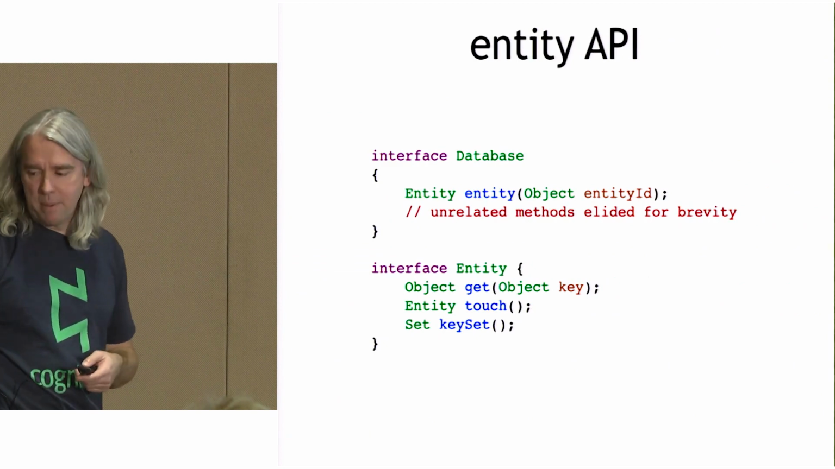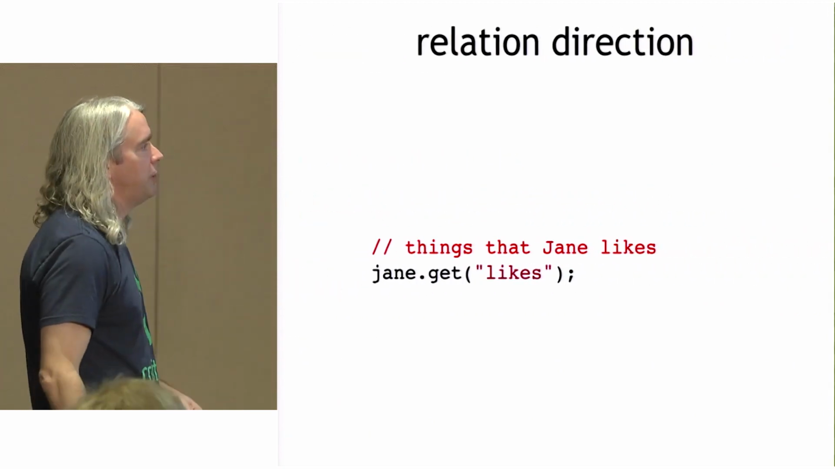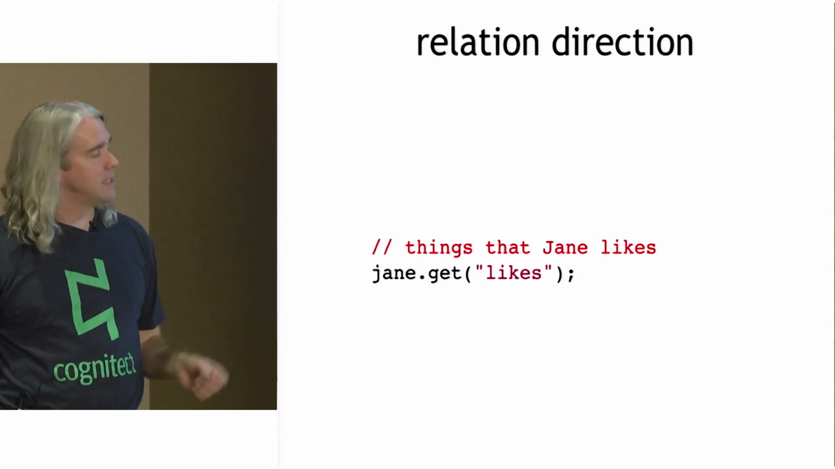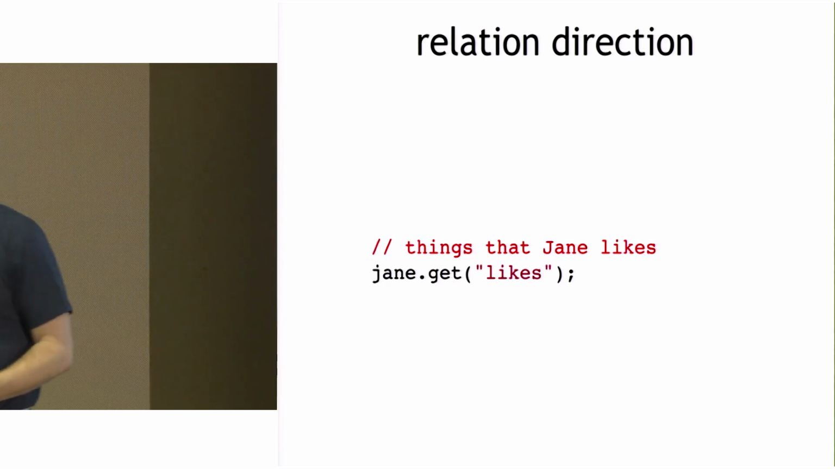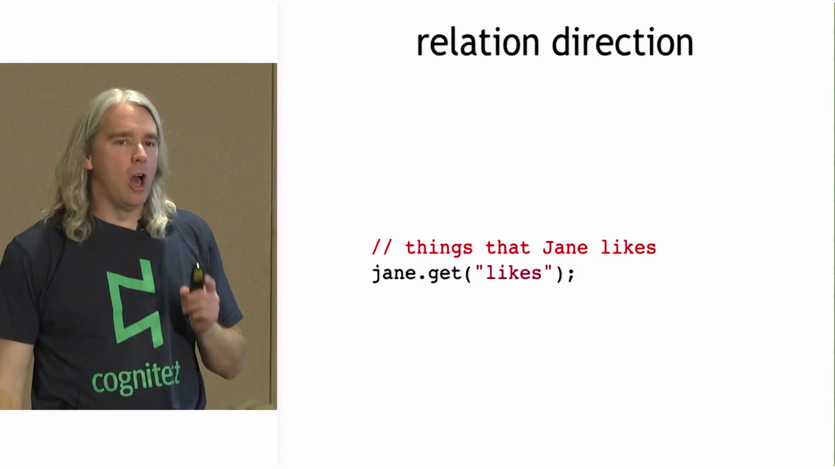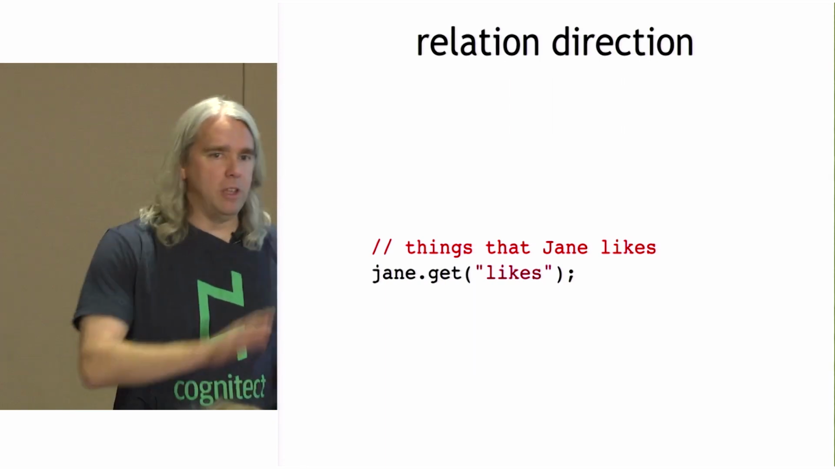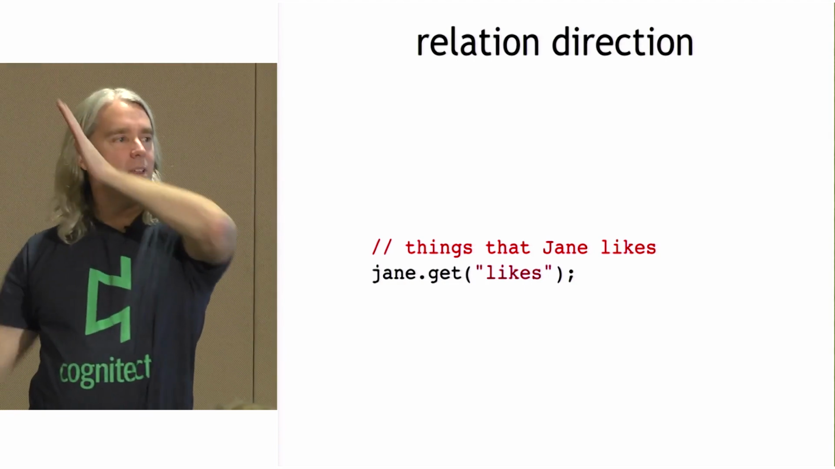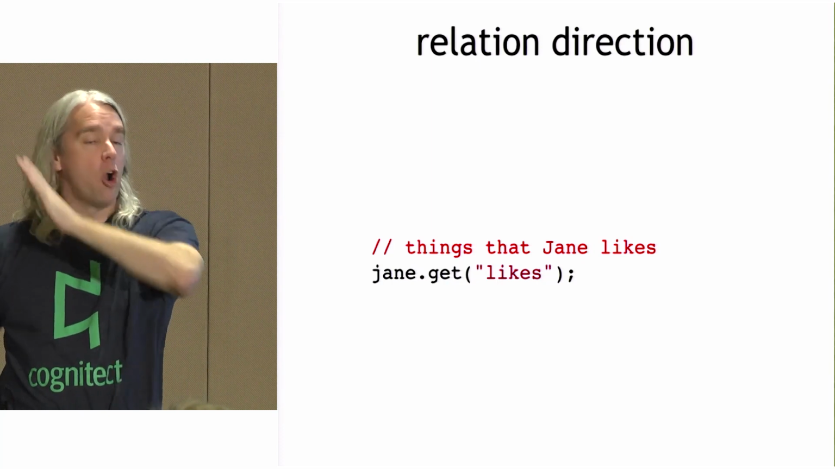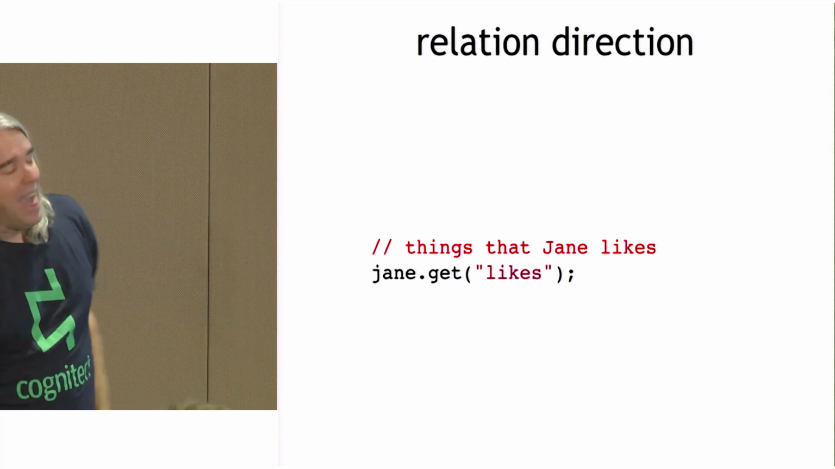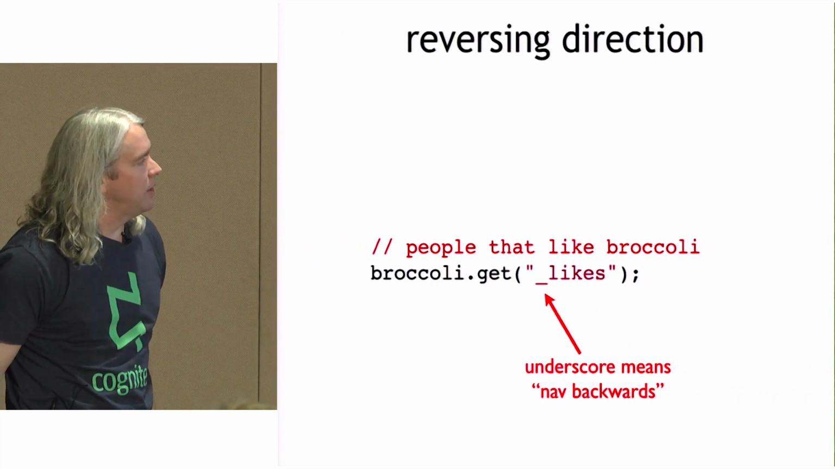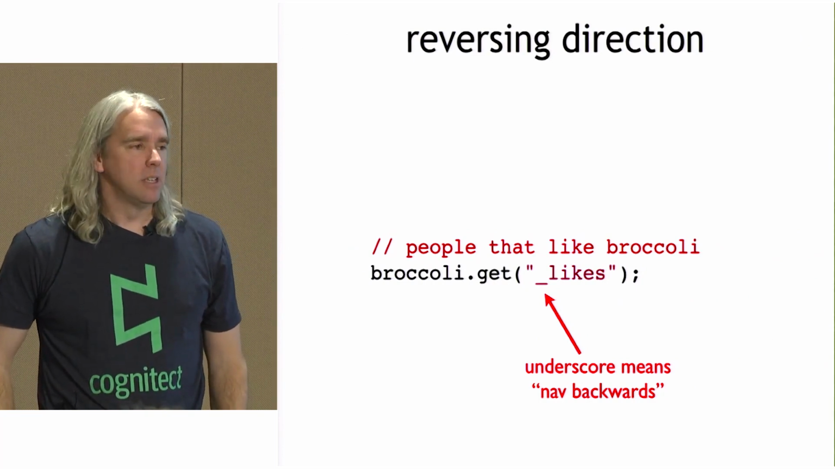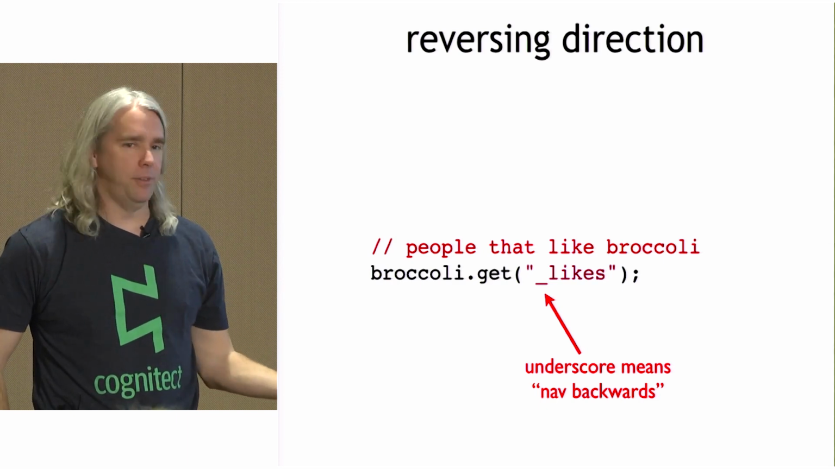The other thing that's nice about entities is that obviously you can say, given Jane, give me the things that she likes. So this is what it would look like to say, give me Jane.get likes. But we know the other things as well. We know that Jane has relationships to things out in the world, but we also know that things in the world have relationships coming into Jane, where she's the target of a relationship. And you can say that without extending the API by just putting an underscore in front of the attribute name. So this says navigate the relationship backwards.